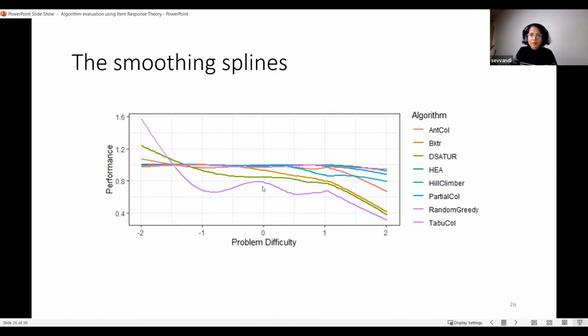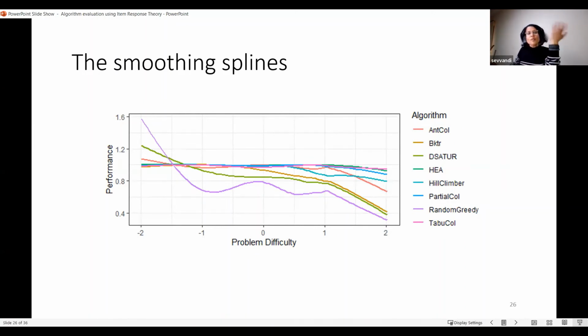We see the purple curve is the random greedy curve. For very easy problems, it's performing well, but after that, it's the worst algorithm for the rest of them. And then we have some of those curves on top, which is kind of hard to see what exactly is on top.